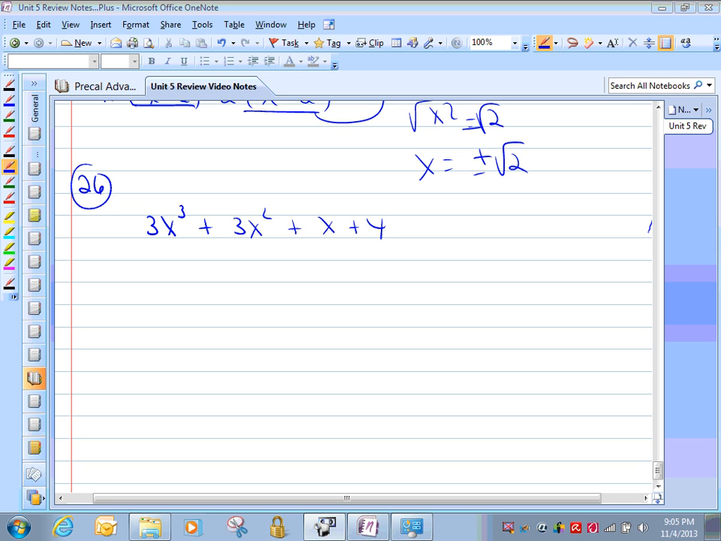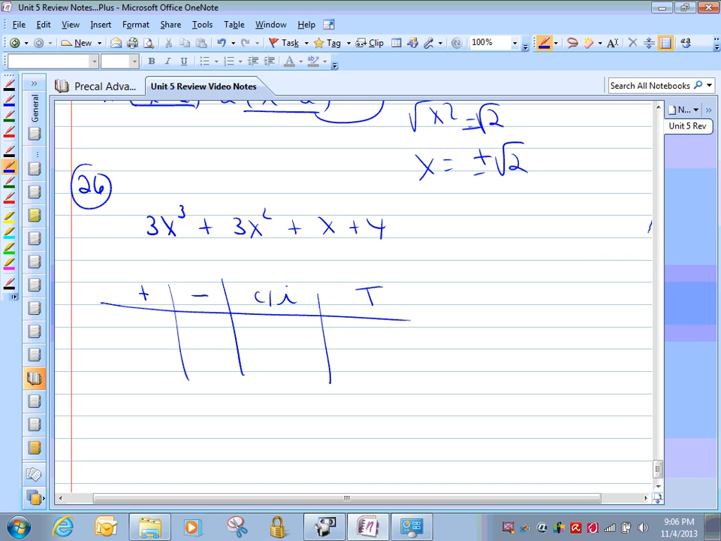And for 26, we're going to work on just creating a Descartes' rule of signs chart. So again, we have positive, negative, complex imaginary, and Miss Zorn likes to do a total. So the total number of zeros should be 3. And then let's look at our chart. This term is positive, this term is positive, this term is positive, and this term is positive. Positive, positive, positive, positive. There are no sign changes, so we're going to have a 0, and what do we put under 0? 0. 1, 1, 0, 0. Everything else decreases by 2s.